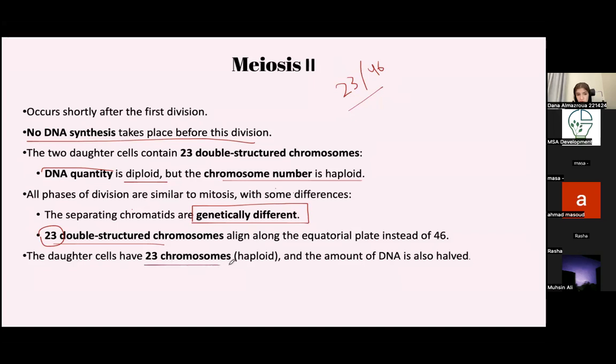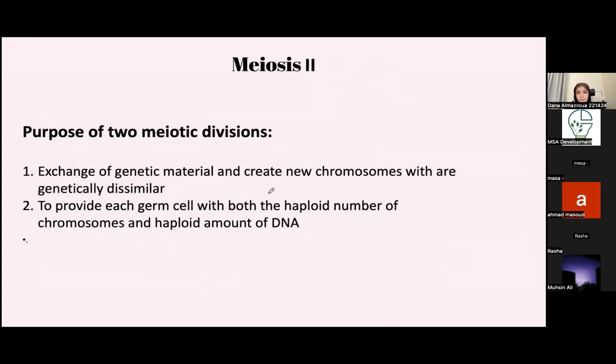Here we were dealing with a haploid cell. The daughter cells have 23 chromosomes, haploid. The amount of DNA is also half. That's after undergoing meiosis II, which will explain how this happens. Now, the purpose of 2 meiotic divisions is to exchange genetic material and create new chromosomes which are genetically different, which we said, crossing over basically, to provide each germ cell with both a haploid number of chromosomes and a haploid number of DNA. And this is important.